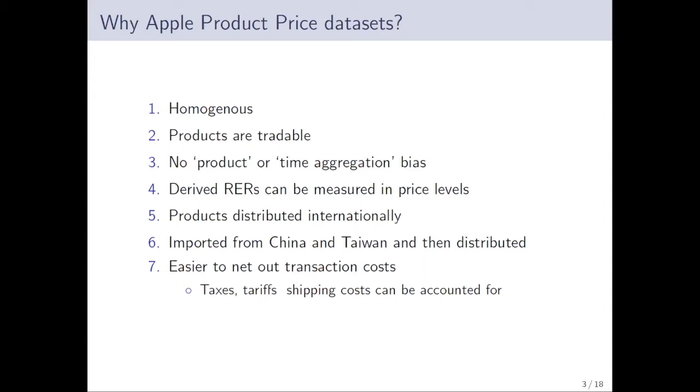Some of the benefits of conducting a study on the law of one price, and specifically pertaining to Apple products themselves, include: first of all, each product is a completely homogeneous good. This is compared to the heterogeneous weights in goods used in other aggregate price measures. Second, the products are tradable.